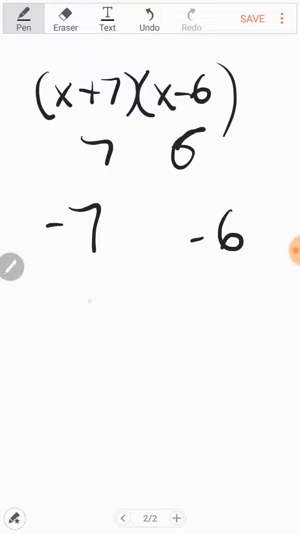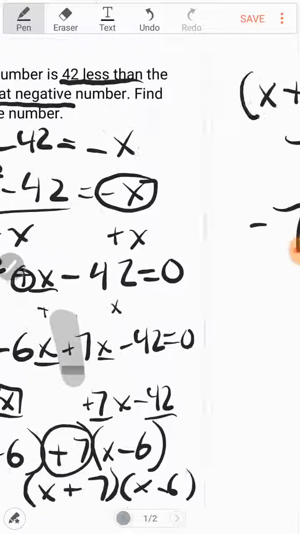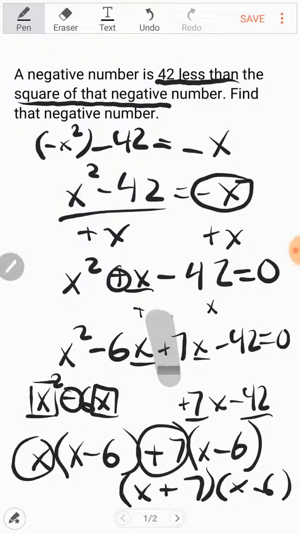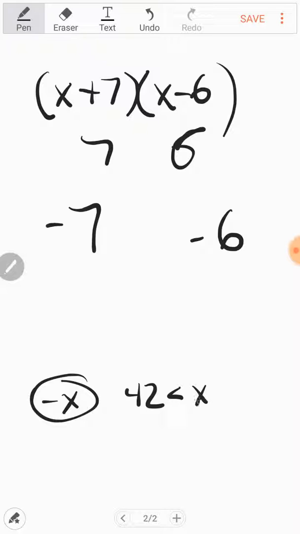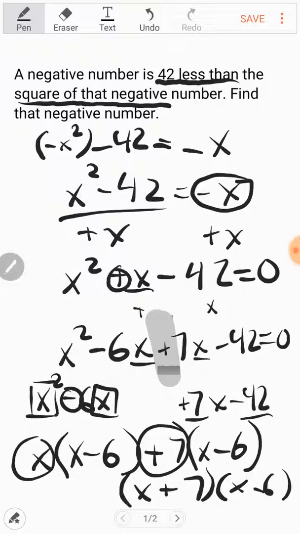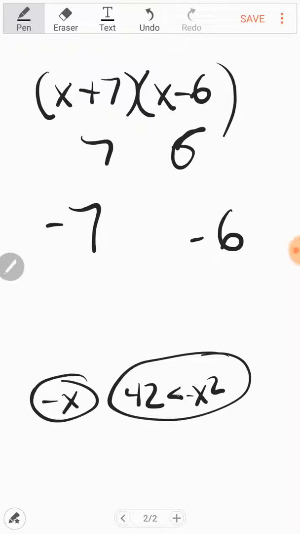Alright. So it says here, a negative number is 42 less than the square. Let's just make some little notes. So it's a negative number. It's 42 less than the square. Square of that negative number.